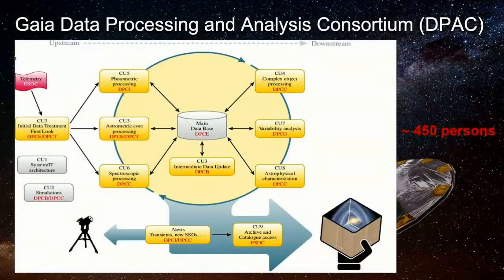The Gaia Data Processing and Analysis Consortium, the DPAC, has around 400 people with different coordination units. For example, CU5 is for photometric, CU3 for astrometric, CU6 for spectroscopic. Claudia and I are in CU7 for the variability parameters. We created the working package of the agents.